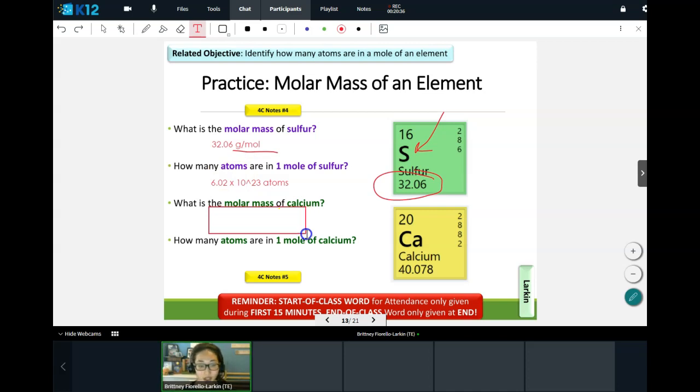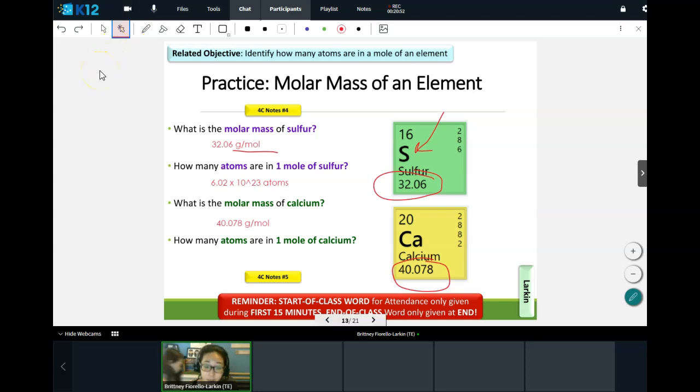There we go. Awesome. Yeah, it's going to be 40.078. I see lots of people in the chat, grams per mole, so I'll go ahead and write it up on the board for us. Again, that's coming from the bottom of the periodic table square. Again, you need to be able to do this in 2 slides, so make sure you're practicing with us.